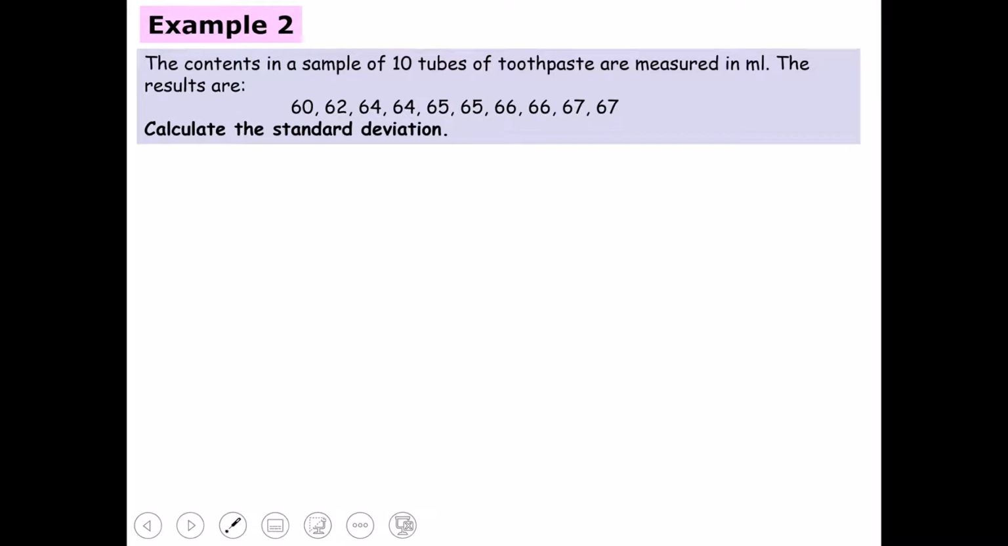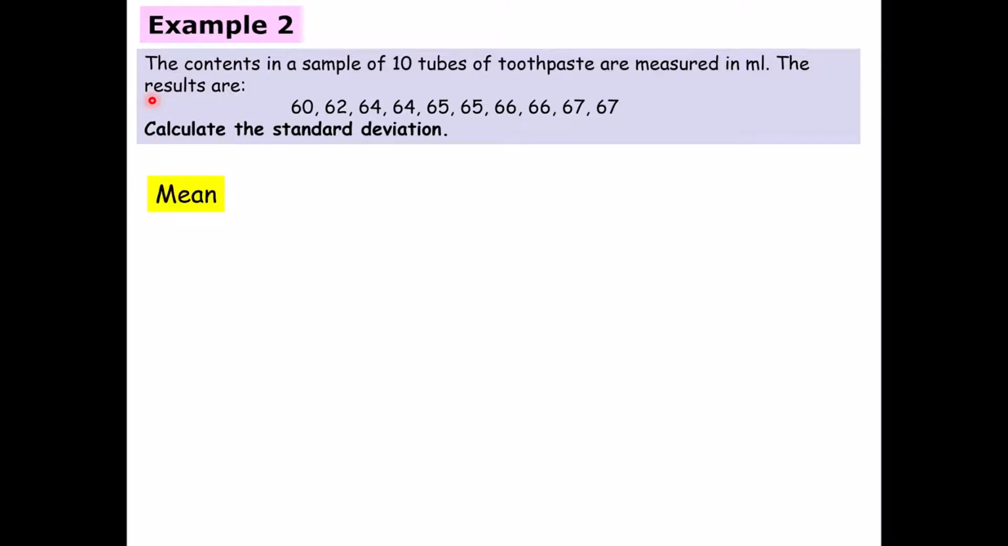Okay, second example. This example has to do with the contents in a sample of 10 tubes of toothpaste, which are measured in millilitres. The results are shown below, so we've got 10 results, all in millilitres. We have to calculate the standard deviation.